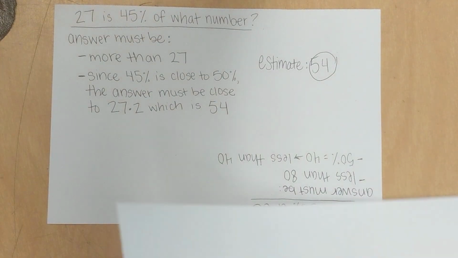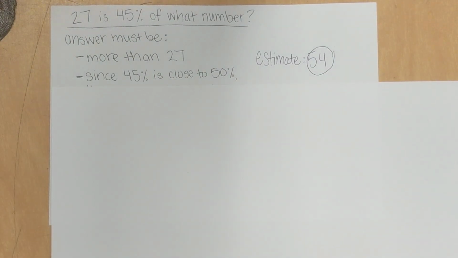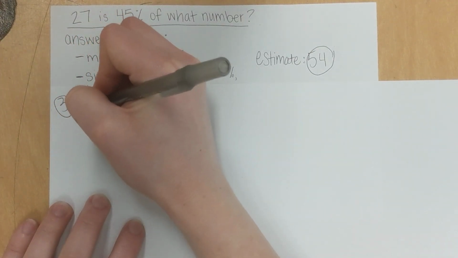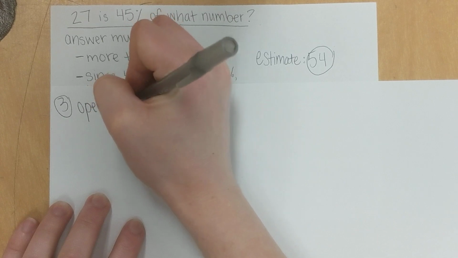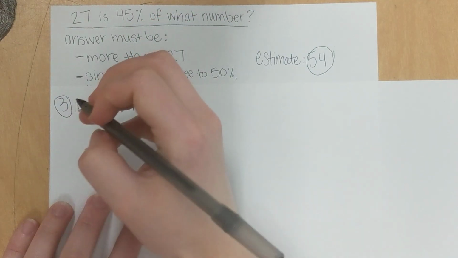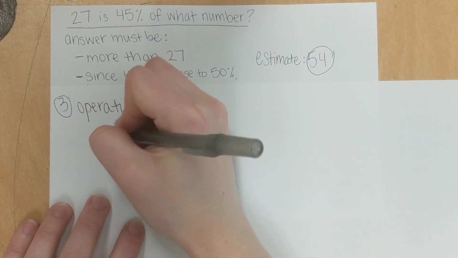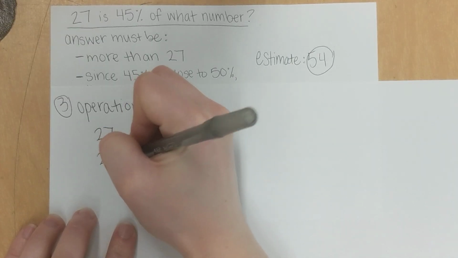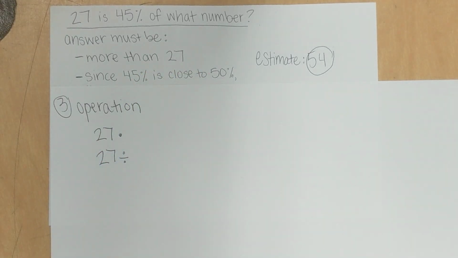Next strategy we're going to use is, I'm going to use an operation next. Okay, so we're going to take the part, which is 27, and we're going to both multiply and divide. I want you to try it both ways to see which way gets you a reasonable answer.